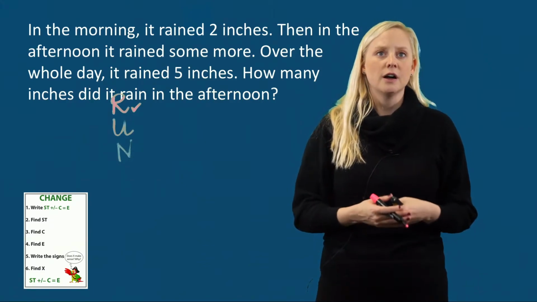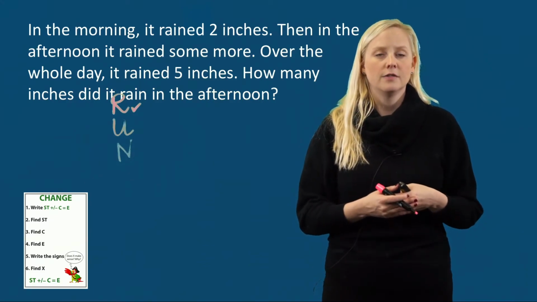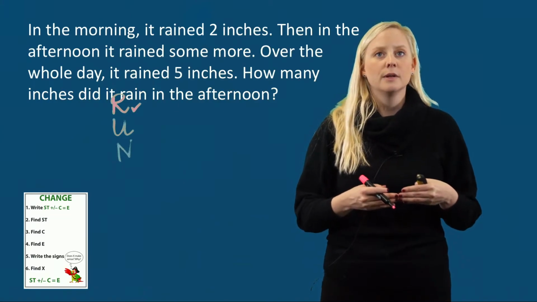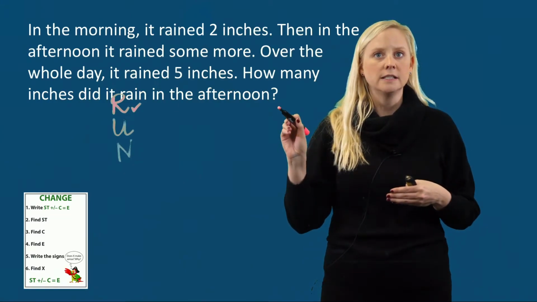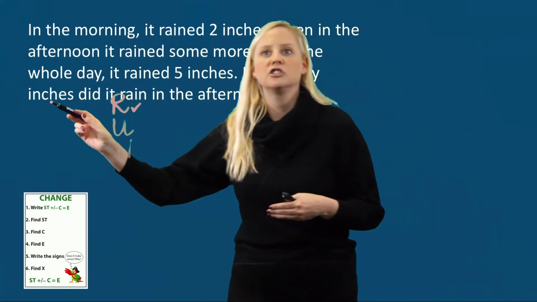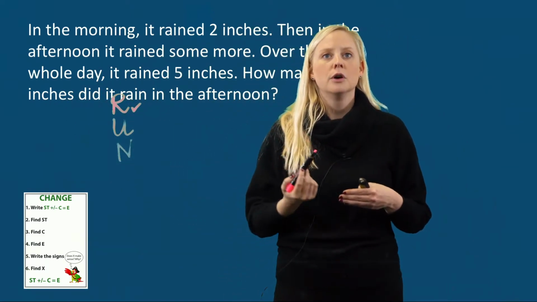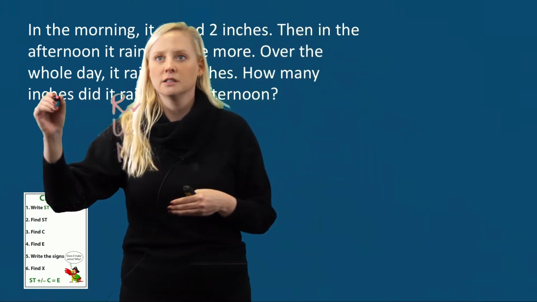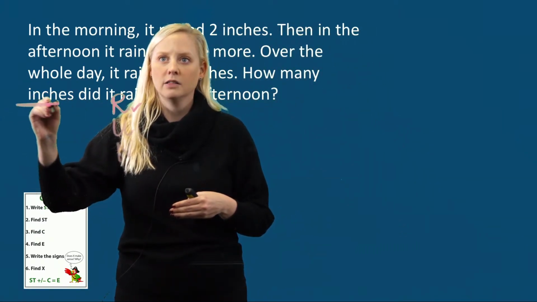The U stands for underline the label and cross out irrelevant information. I find the label in my question sentence. My question sentence has the capital letter and the question mark. It says, how many inches did it rain in the afternoon? The question is asking me about inches of rain. So I'm going to go ahead and underline inches.